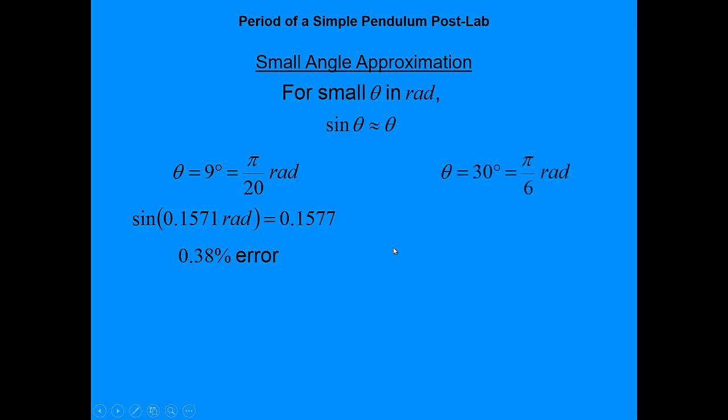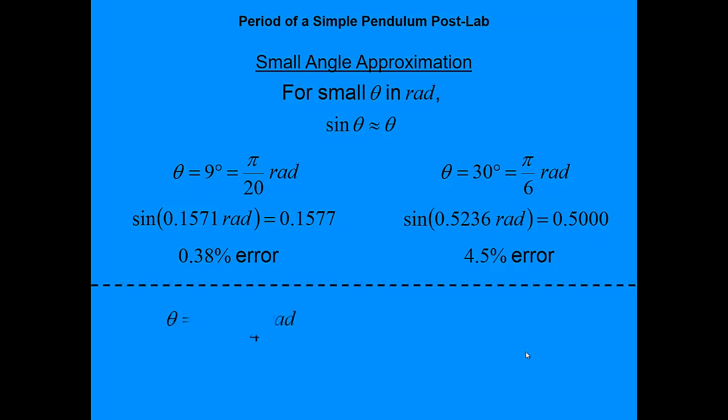Well, let's look at a bigger one, 30 degrees. Now we're getting to a sizable angle, probably bigger than anything you used in the lab. Well, theta is pi over 6 radians. Pi over 6 is 0.5236. So if you take the sine of that, you get a half, right? Sine of theta of 30 degrees is 0.5. Well, that looks like a little further off, but if you do a percent error calculation, it's only 4.5% error. Now, you start getting into bigger angles, you'll get bigger errors.